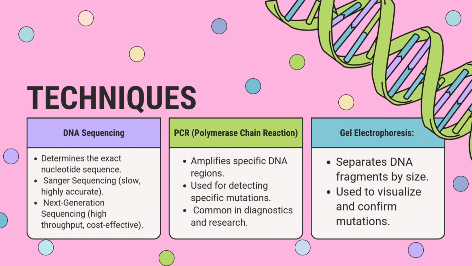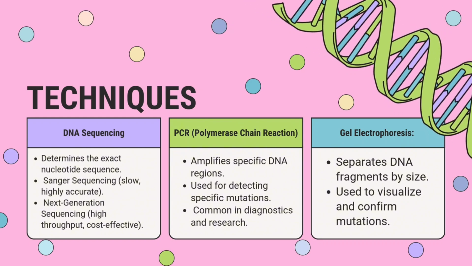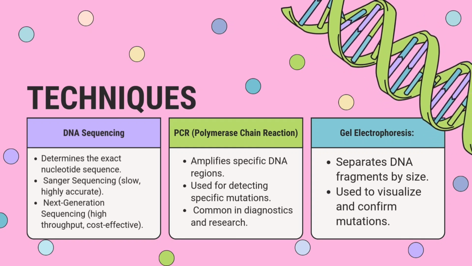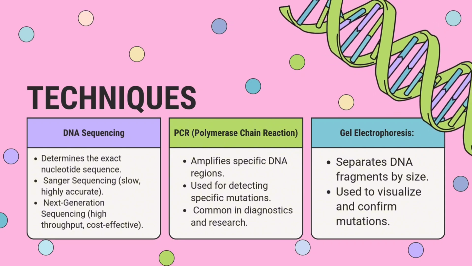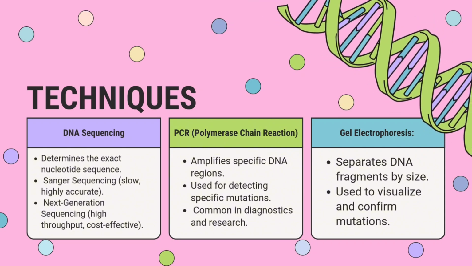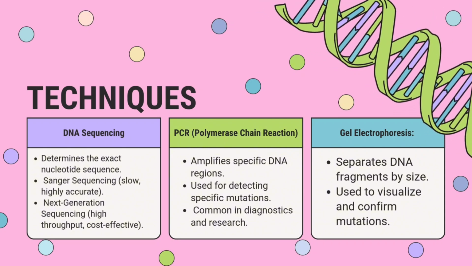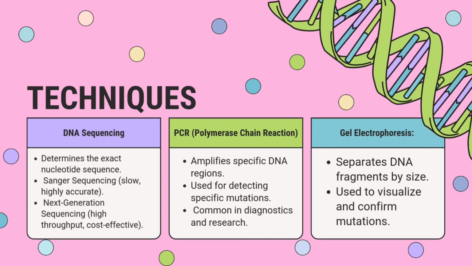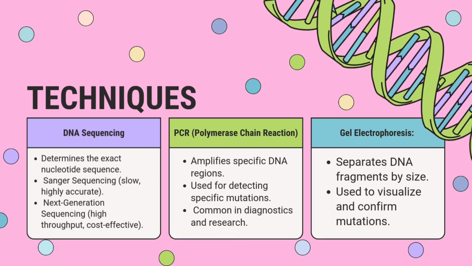For example, allele-specific PCR can be used to identify mutations associated with certain genetic diseases, such as the mutation responsible for sickle cell anemia. PCR plays a critical role in both genetic research and clinical diagnostics, providing a reliable method for analyzing specific mutations in DNA samples.